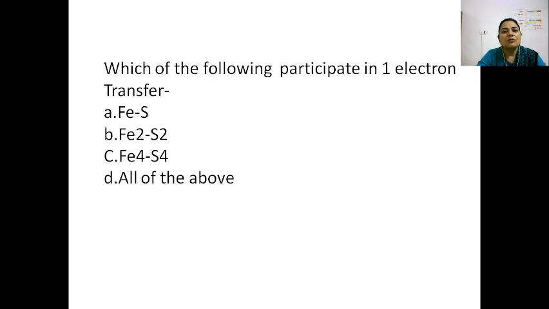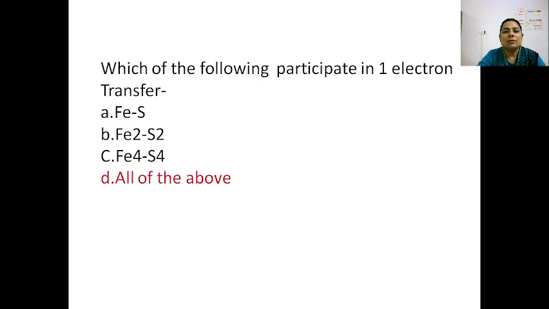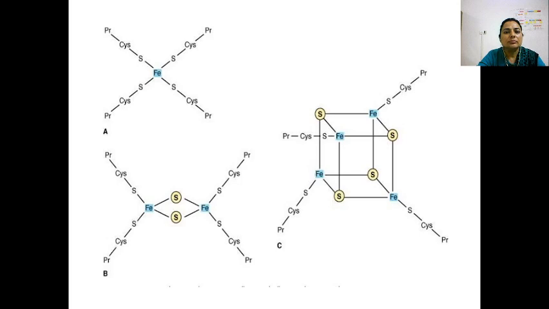Now, which of the following participate in one electron transfer? That is FeS or Fe2S2 or Fe4S4 or all of the above. So, it is all of the above. This is the structure of iron sulfur containing proteins.